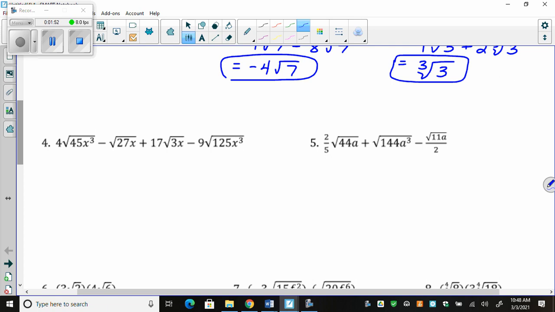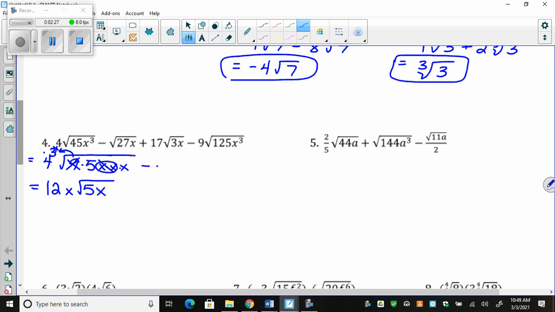So, 45, I can break down into what? 9 and 5. Good answer. Thanks, guys. And then we have an x cubed, which we could draw as 3 x's, right? The 9 comes out and it becomes a 3. And then I can take 2 x's out for 1, so I get a 3x out here. That cancels. And I'm just going to write it down in the next step before I move on, because it's all smushy. So 4 times 3 is 12x, root 5x.